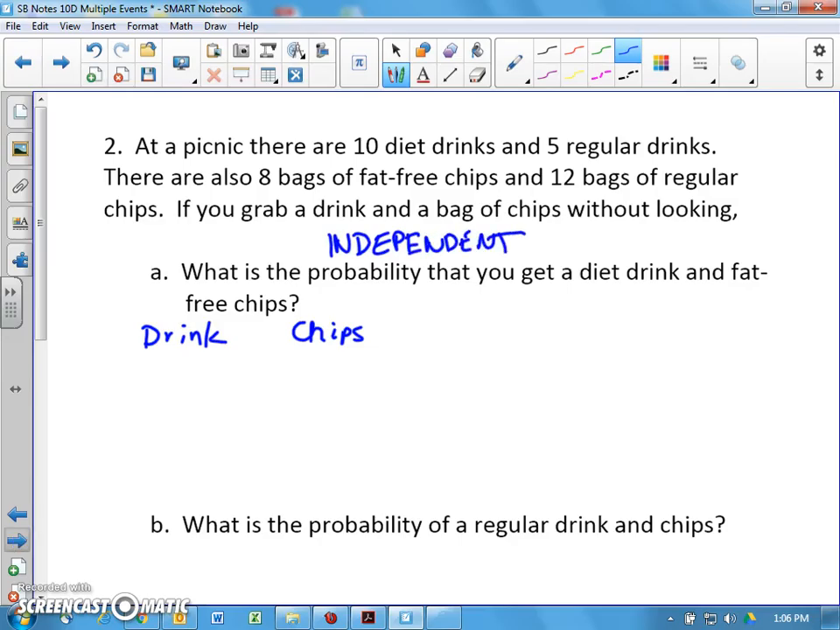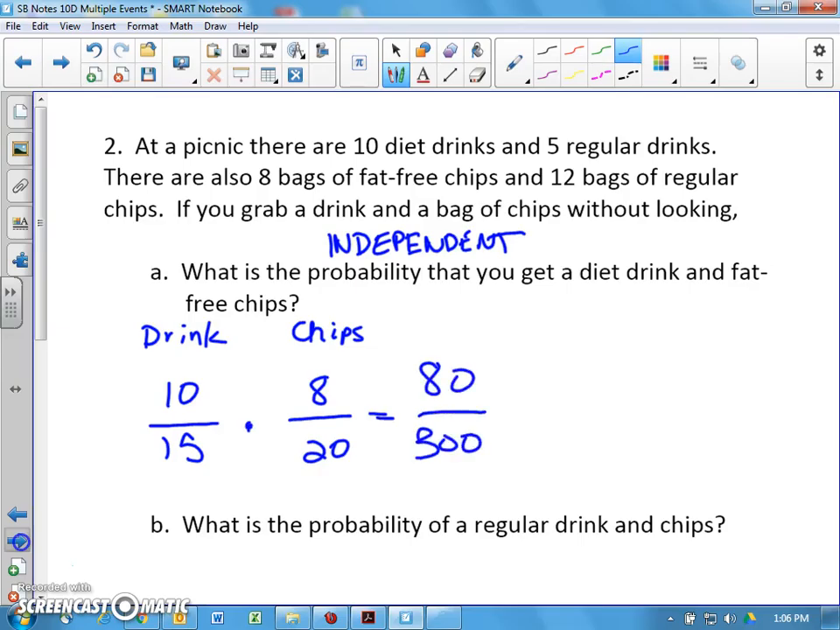All right, so for a drink, there are a total of 15 drinks, and of those, 10 would be diet. For the chips, there's a total of 20 bags of chips, and 8 of those are fat-free. So to calculate our probability, we're going to multiply these. So we're going to get 80 out of 300, and we can reduce that to 8 out of 30, which reduces further to 4 out of 15. So your probability of getting the diet drink and fat-free chips would be 4 out of 15.